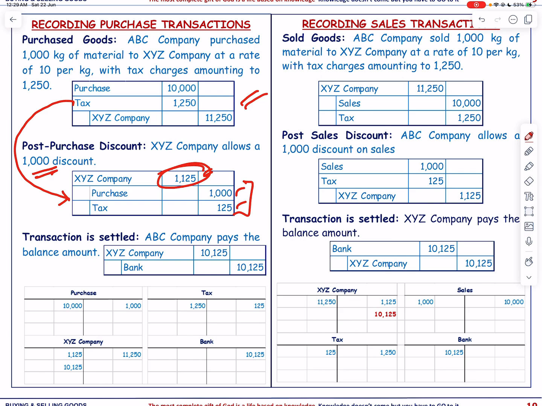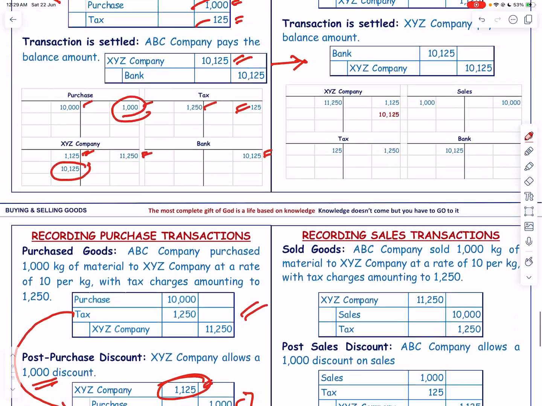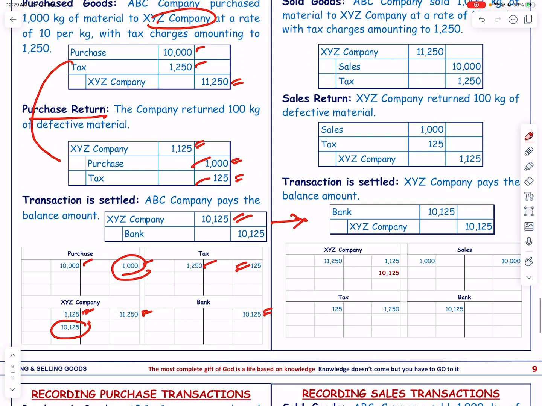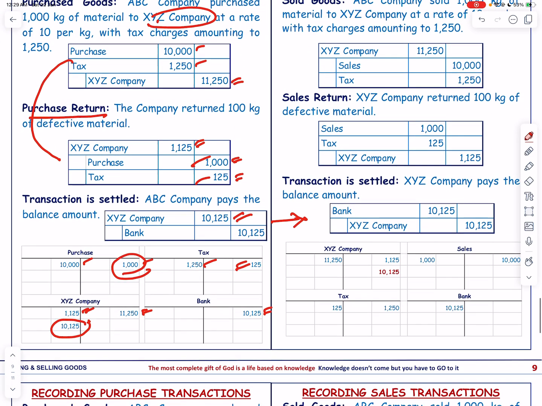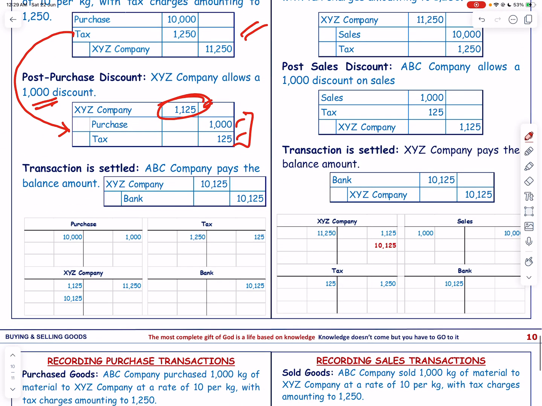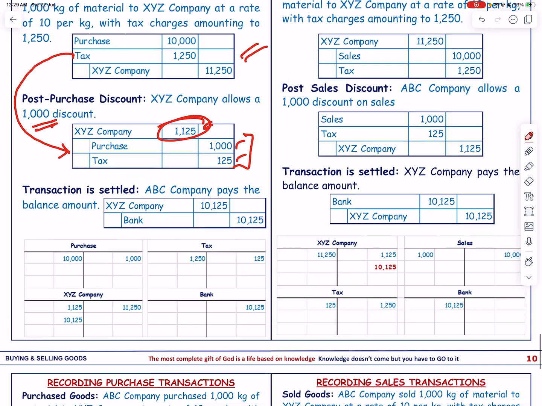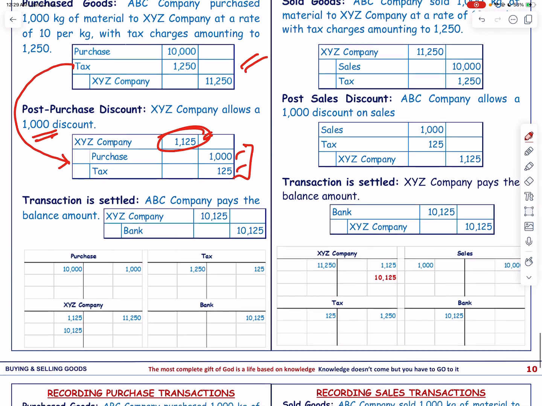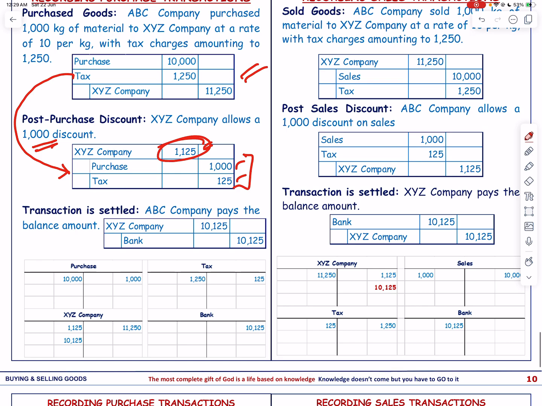However, I would once again like to emphasize that the financial transaction for purchase return and purchase discount are identical. There is no change. However, there is a distinct impact on the inventory. Purchase return affects the inventory while purchase discount does not affect the inventory. And that's how our T accounts are going to look.